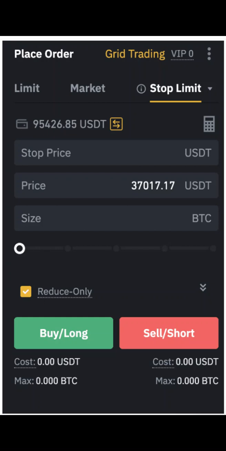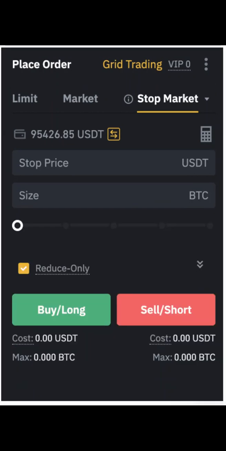Stop market order. What is a stop market order? Similar to a stop limit order, a stop market order uses a stop price to trigger the trade. However, when the stop price is reached, it triggers a market order instead.